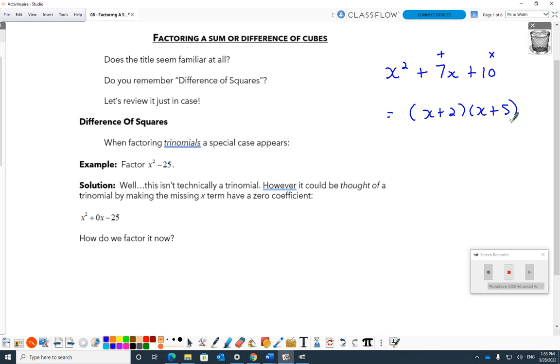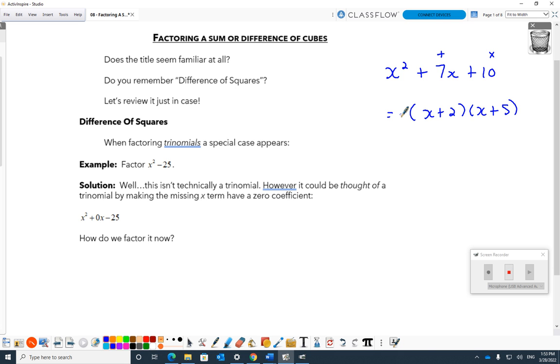So that's where difference of squares fits into the procedure, is you're doing trinomial factoring, easy trinomial factoring, because there's no coefficient out front here. And a special case appears. X squared minus 25. Now it's a binomial, which freaks you out at first until you use your brain a little bit and go, well, this isn't technically a trinomial. However, it could be thought of as a trinomial by making the missing x term have a 0 coefficient.